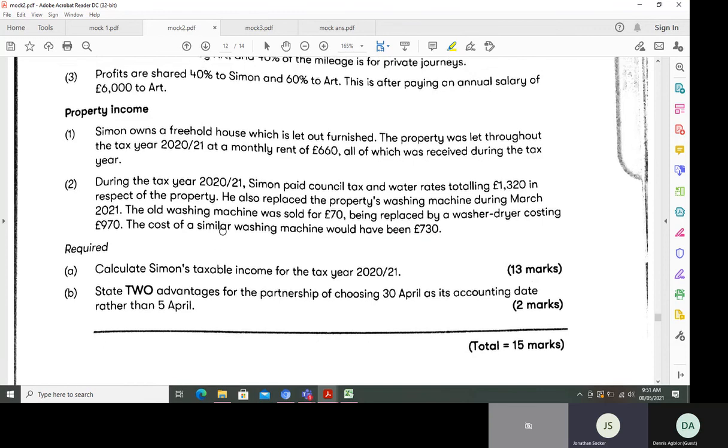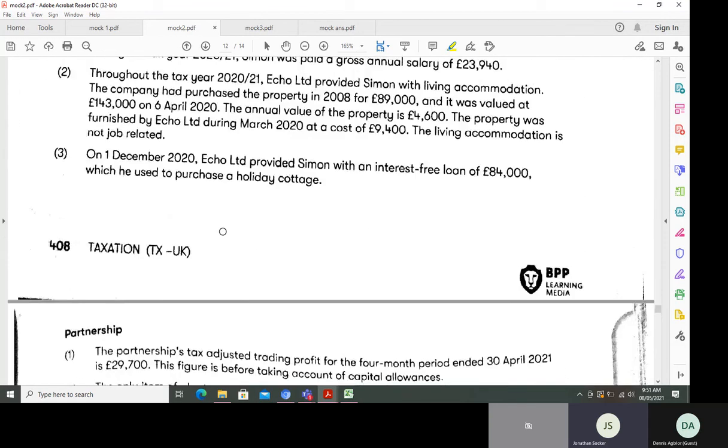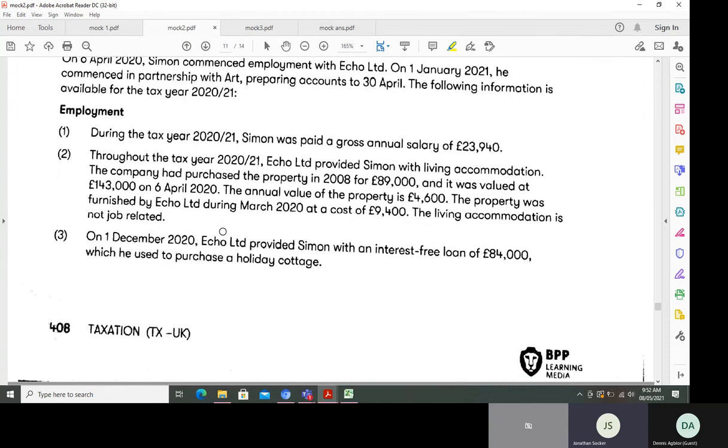All right, so let's start from employment. You have to determine the total income from employment. She has a salary of 23,940, so we pick that. Throughout the year, the company provided him with living accommodation, so there will be an accommodation benefit here.